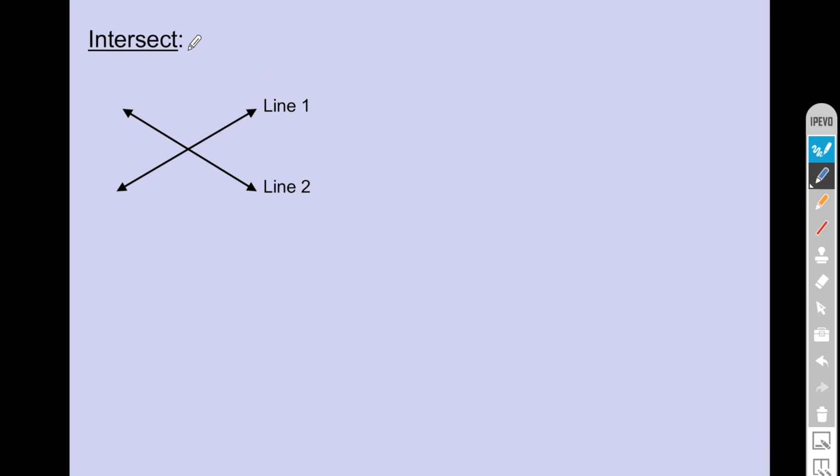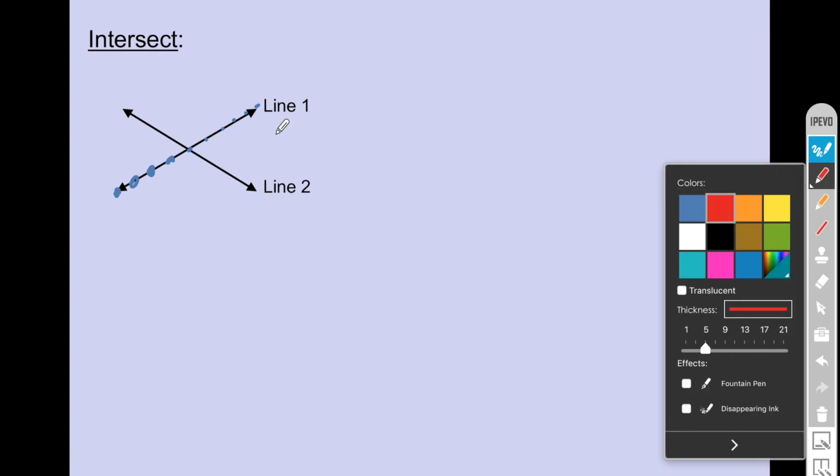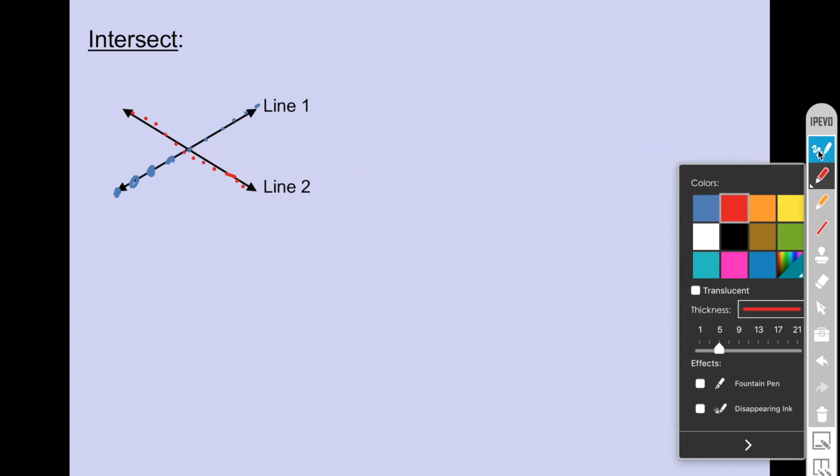Let's talk about intersect. Intersect in geometry means what geometric shape is created when the figures come together. So line 1 is made up of a series of blue points, and line 2 is made up of a series of red points. What is formed by the intersection of two lines? Well, these two lines come together and they form a point. So the intersection of two lines is always going to be a point.